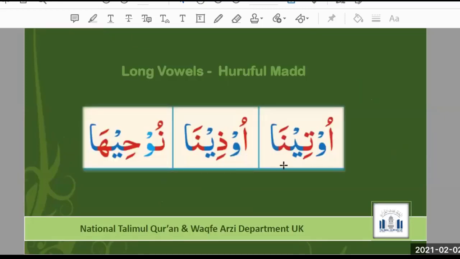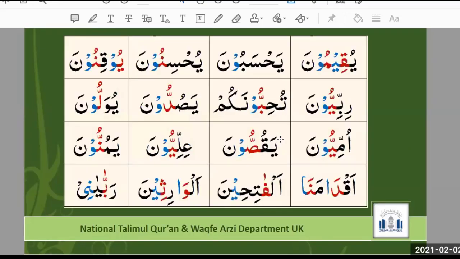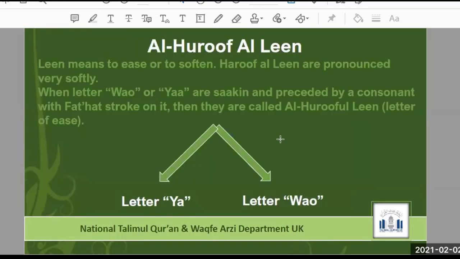And we mentioned that if you want to remember Haruful Madda, then you need to learn any of these one words, then it will remind you that Haruful Madda are Waw, Ya, and Alif, and what the conditions are. All conditions you can see here: Waw is with sukoon and the preceding letter has got Dhamma on it. Ya has got sukoon and the preceding letter has got kasra, and alif is without any sign or stroke and the preceding letter has got fatha.